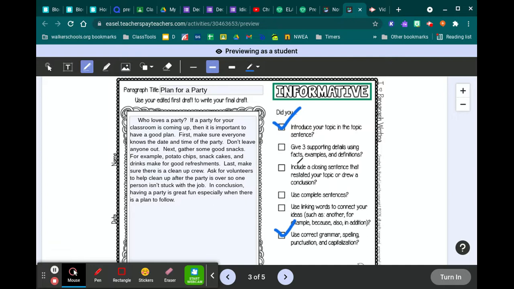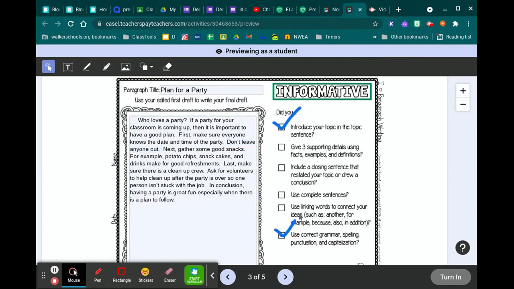Next, I'm going to make sure that I have 3 supporting details using facts, examples, and definitions. My very first detail was about making sure everyone knows about the party. So I'm going to go ahead and find that. It's right here. First, make sure everyone knows the date and time of the party. I also included this sentence: don't leave anyone out. So that is my first supporting detail.